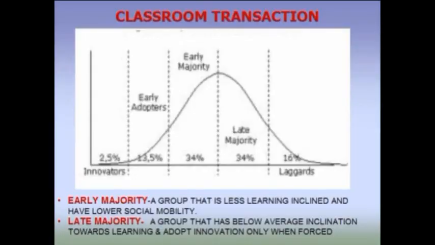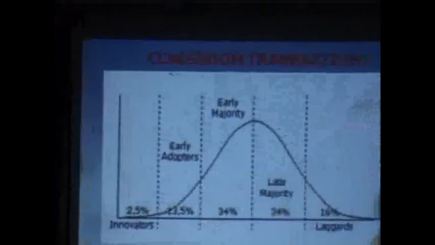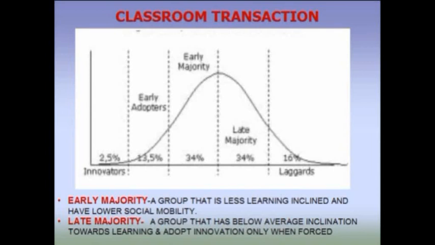Showing you. Basically, you and I have to deal with this whole group. Children are in this group, the innovators. I'm sure even you have five children like that. This is the group, and we're talking about a group that is less learning inclined and has lower social mobility. And the late majority, a group that is below average inclination towards learning and adopts innovation only when forced.